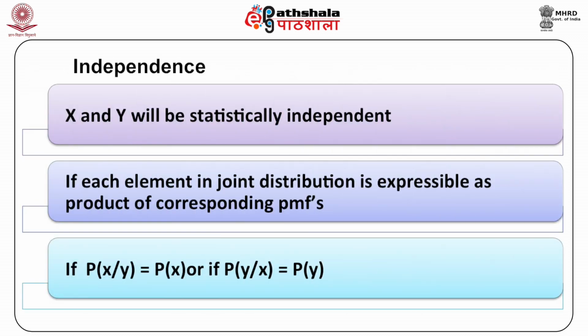Now we will be talking about independence. Two random variables X and Y will be statistically independent if and only if each element in their joint probability distribution can be expressed as the product of the corresponding marginal probabilities, that is, marginal PDFs or PMFs. Also, from the conditional probability distribution theorem above, it can be seen that this condition holds if P(x|y) is equal to P(x), or if P(y|x) is equal to P(y).